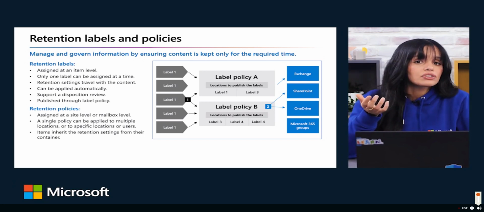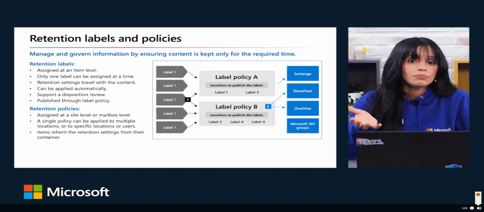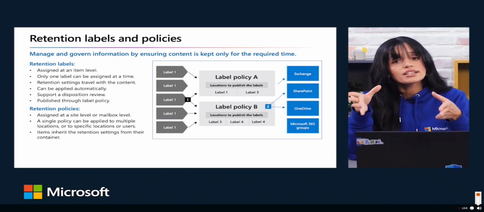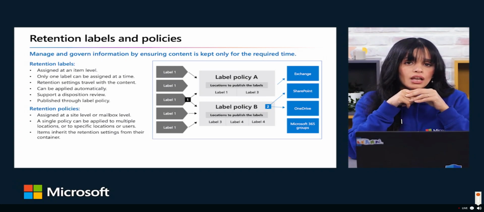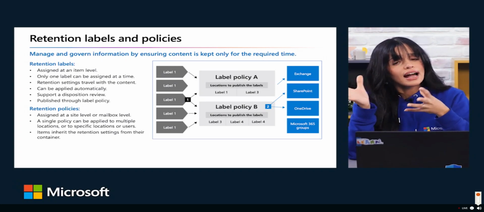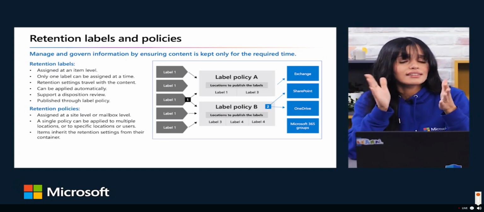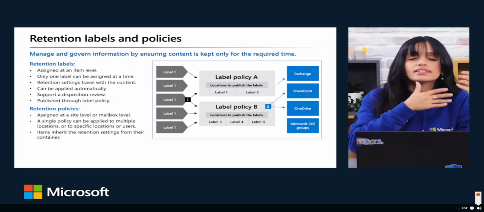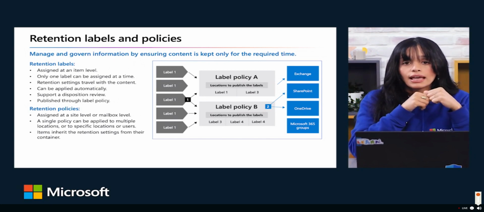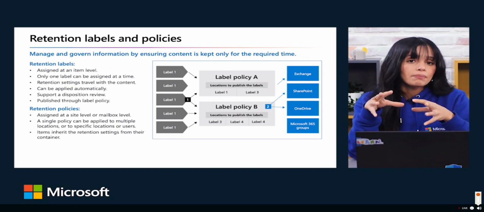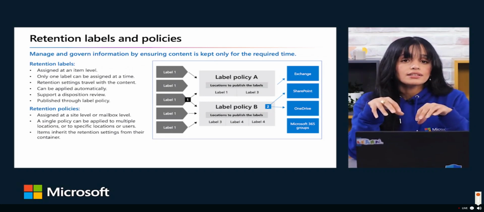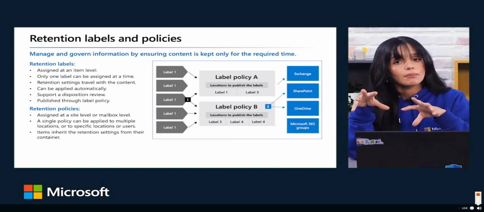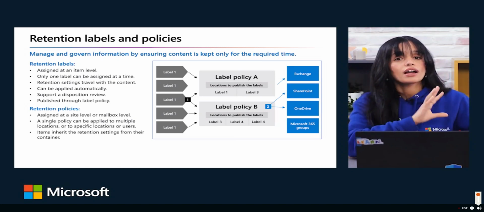I can apply a retention policy to that SharePoint site, and that policy would apply to all items on that site. But what if there was an item on this site that needed to be kept for 10 more years? Then, this is where I can apply a label to that specific item for 10 years, and the 10 years label will trump this 5 years policy.